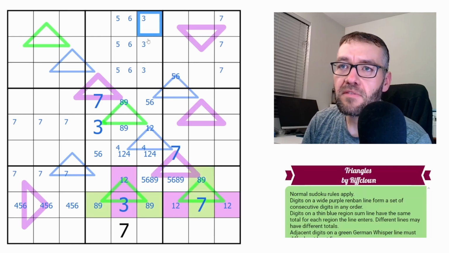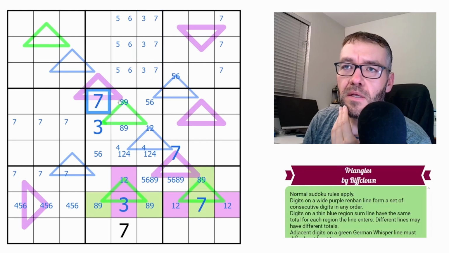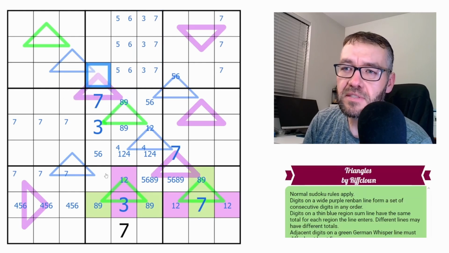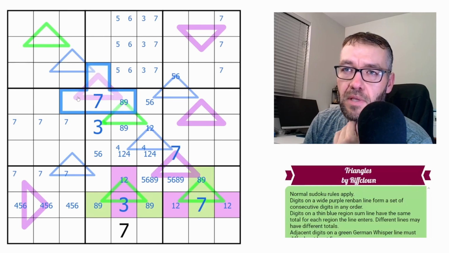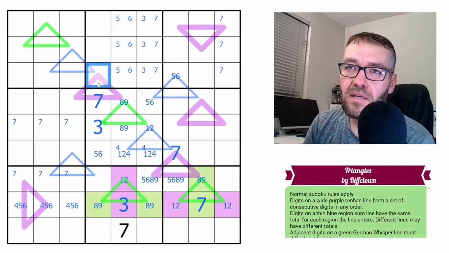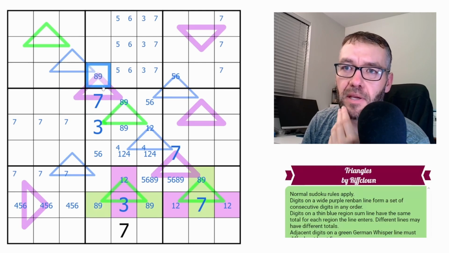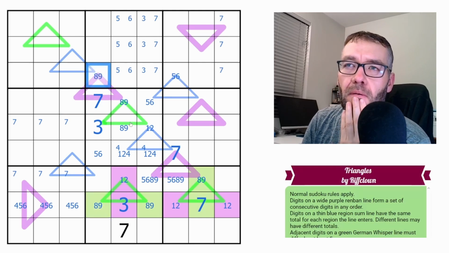All right, 3, 7. The 7 also goes up here. Okay. This is 7, 8. So this is very much like this ren band down here, where this is either 5 through 8 or 6 through 9 on this ren band. But this can't be 5, 6. So this is an 8 or a 9. Which makes this an 8, 9 pair.